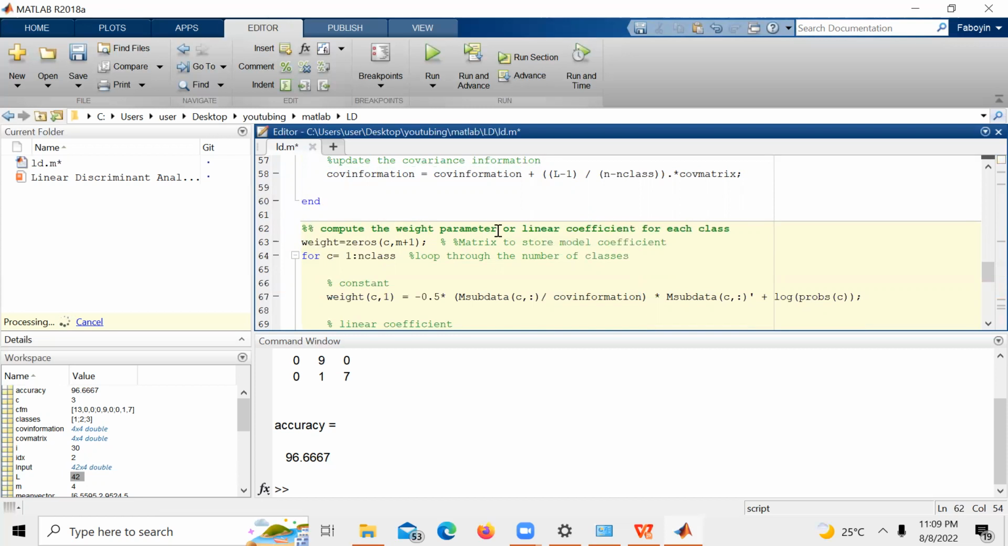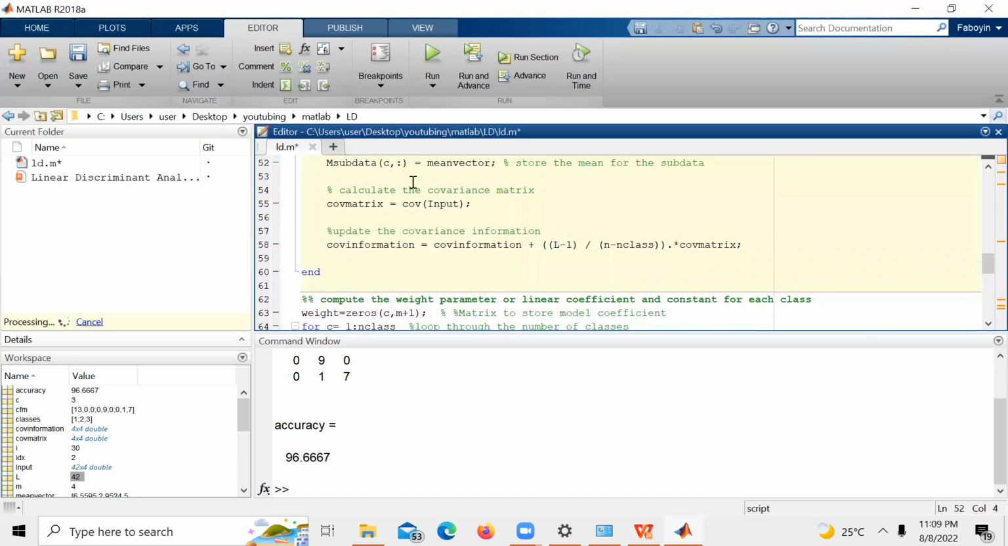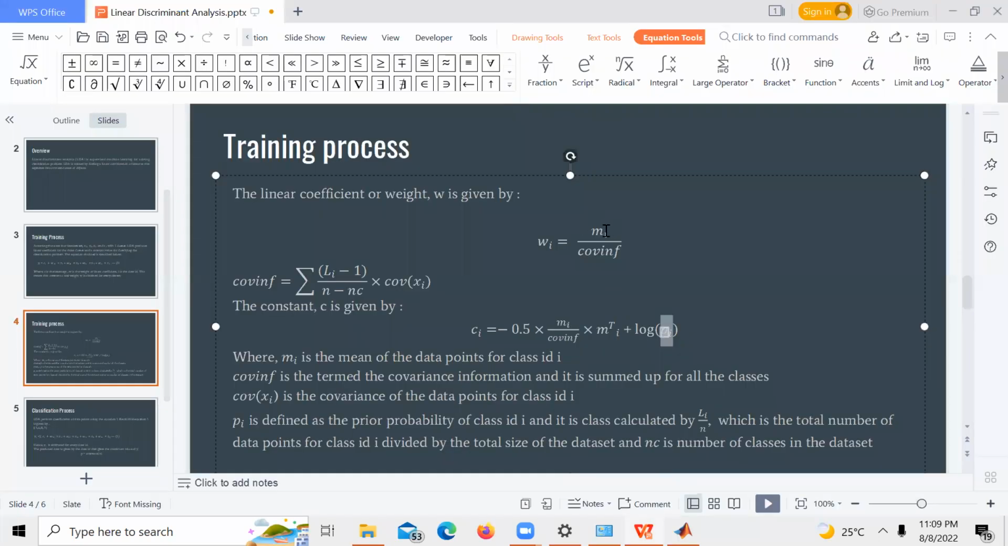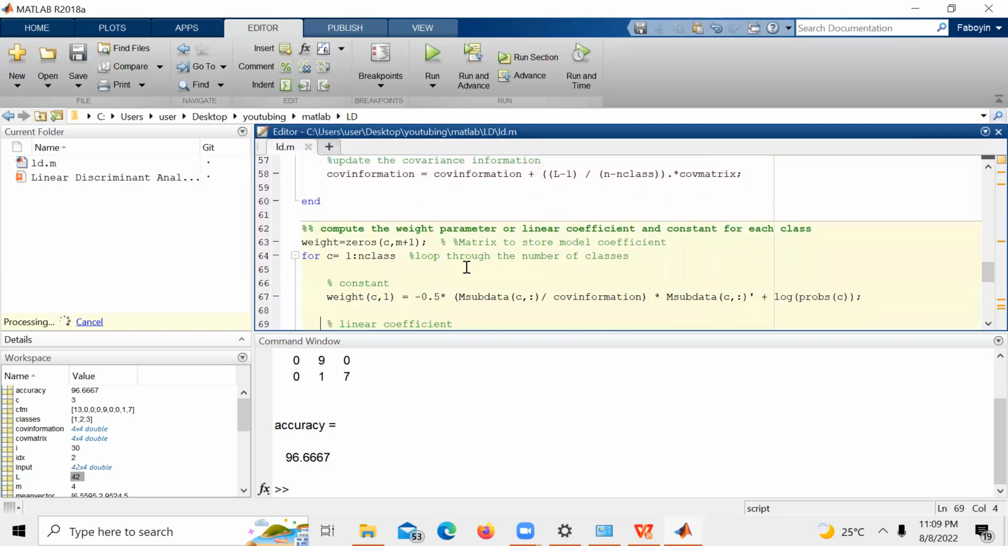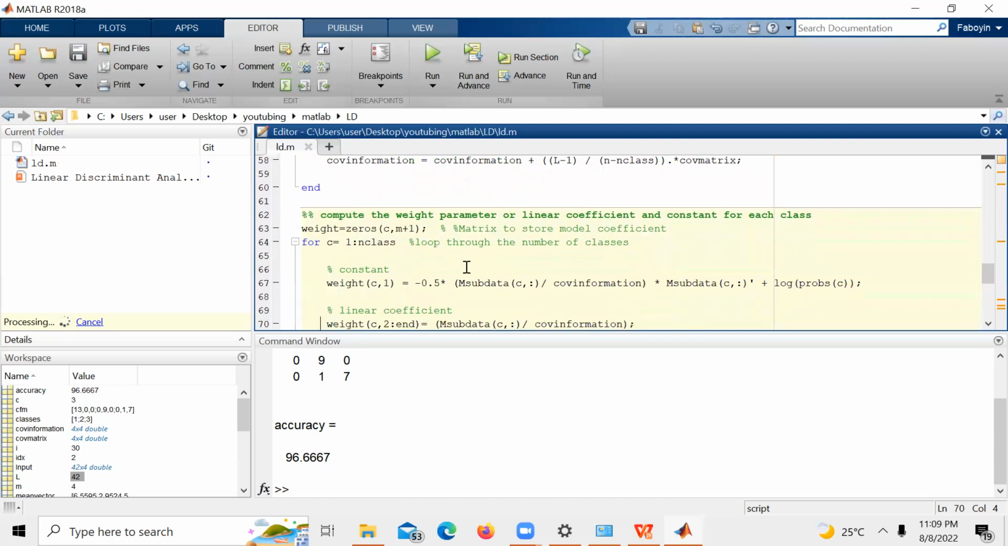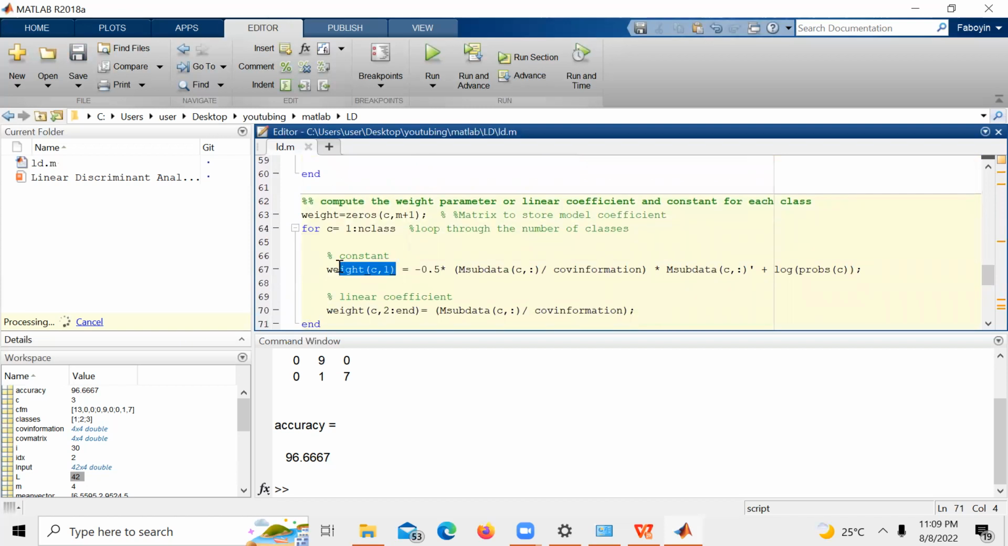So we want to find the weight and the constant for each class. Then you should know that we are going to use this mean and this covariance information. You could see those are the two parameters being used, mean and covariance information, and also the probability. Then what we do here is loop through the number of classes in the training. So for each class, we find the weight using that particular formula I showed you.